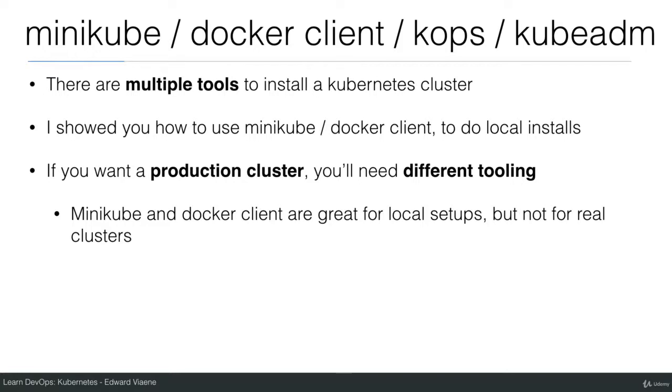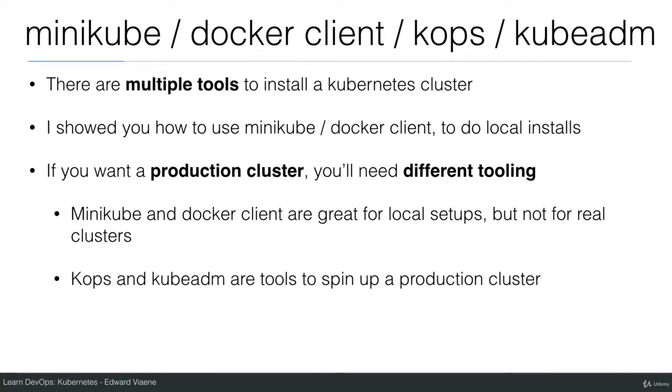Minikube and Docker client are great for local setups, but not for real clusters. They spin up only a one-node cluster for development and testing. Kops and Kubeadm are tools to spin up a production cluster. You don't need both tools, just one of them.